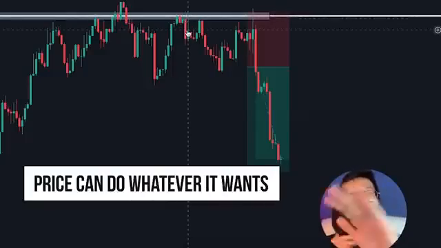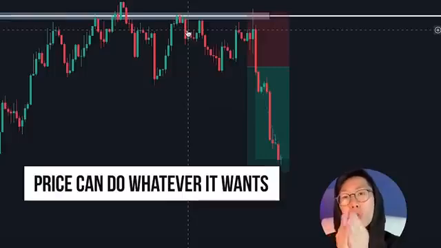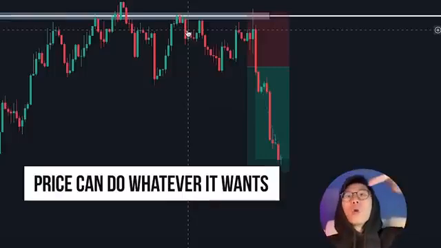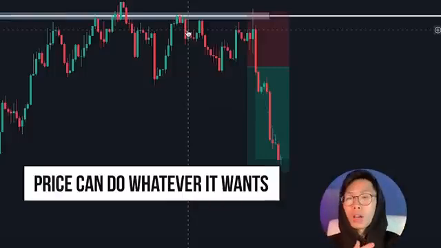Remember, price can do whatever it wants. Price does not care about you. So price can break past this level or reverse at this key level even after consolidation.